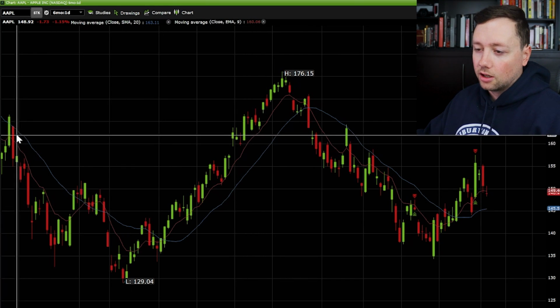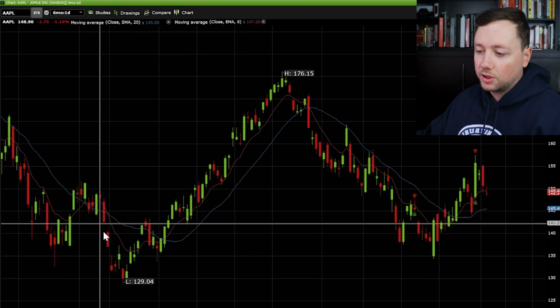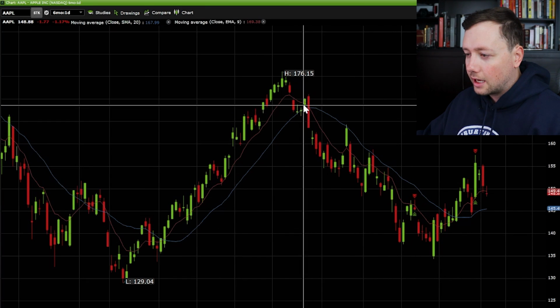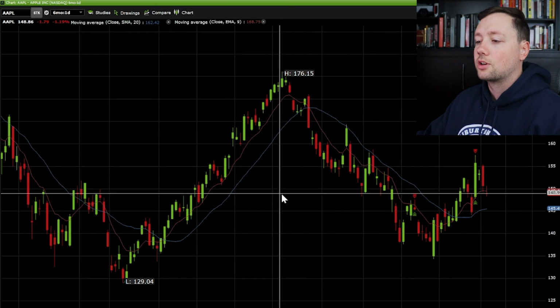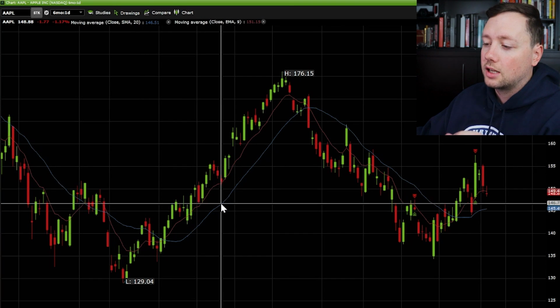Now, as you can see here on this blue line, we can see that we actually crossed above it. We closed a couple times and then we came back down below it. It happened again right here, and it happens again in one other spot right here. And so as of right now, we're not getting super clear signals from our 20-day moving average.